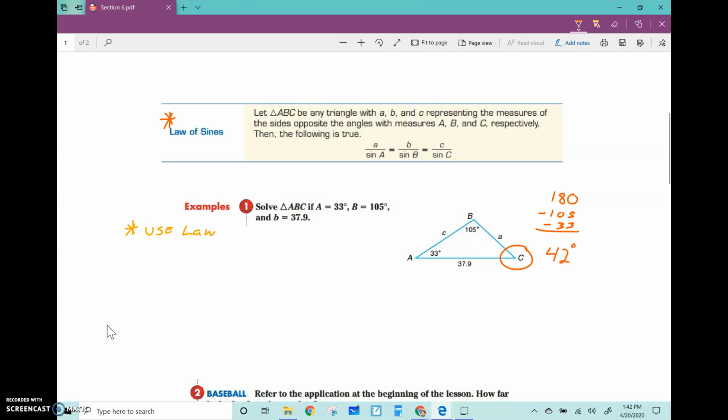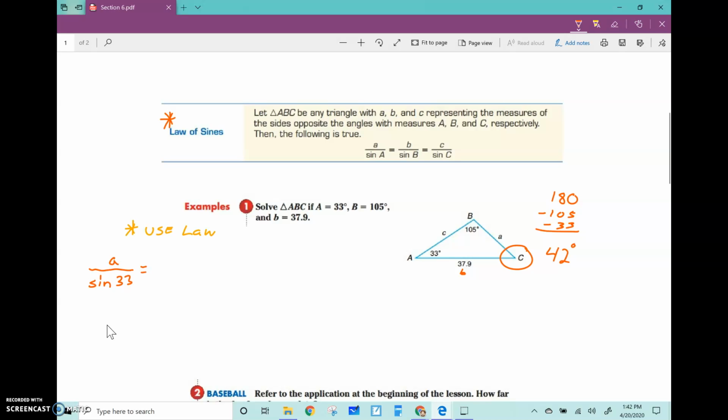All from 180, and I end up with 42 degrees. Okay. Now, what we need to do is figure out what side C and what side A is. So we have to look at what we're given. And we're given here 37.9 is side B. So I'm going to use my law of sines here and set it up. So I have side A, which I don't know, on top of the sine of angle A, and angle A is 33 degrees. So I'm going to plug that in there.